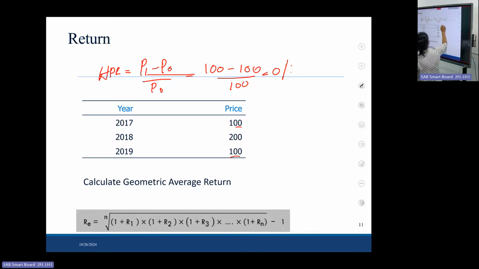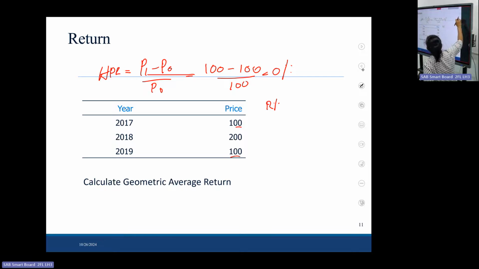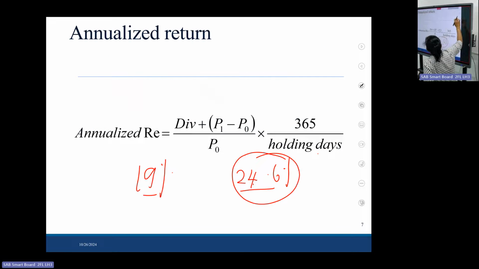Now you have to calculate return for these years. You can calculate return only considering the prices because no dividends are given. Suppose if dividends were given, you would make the formula and apply it. But because there are no dividends, you can use only this formula.